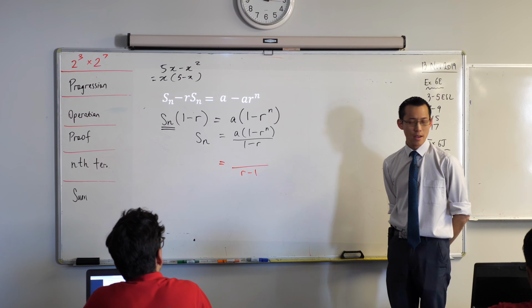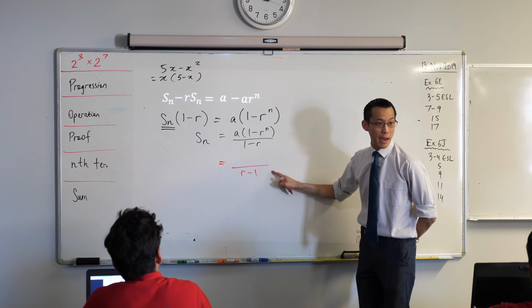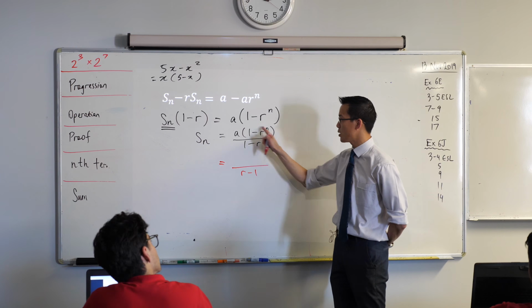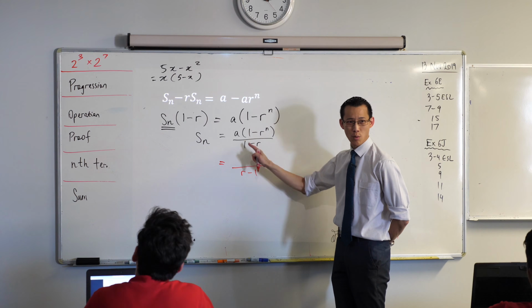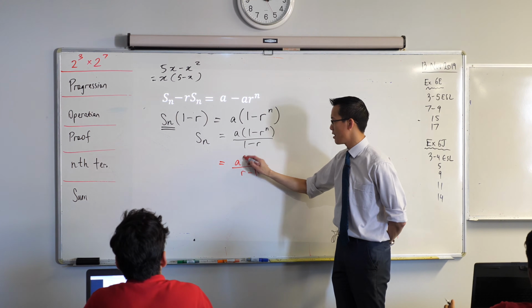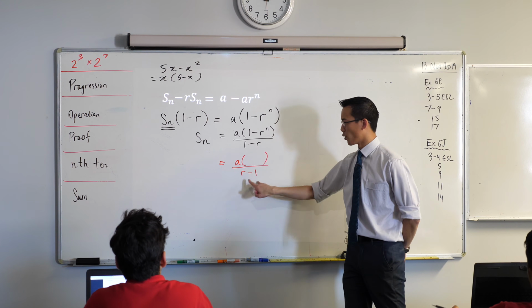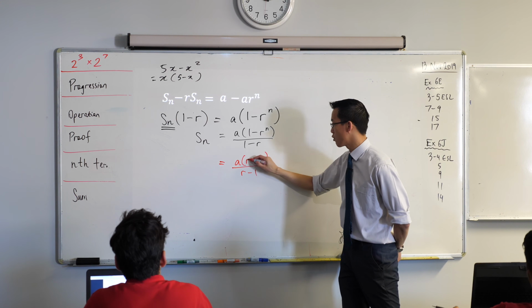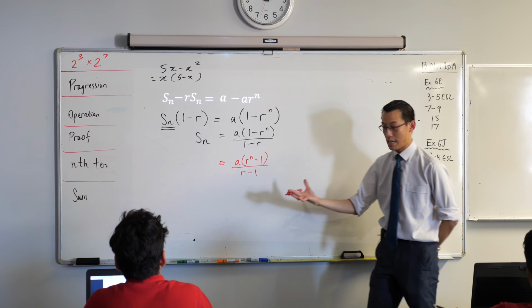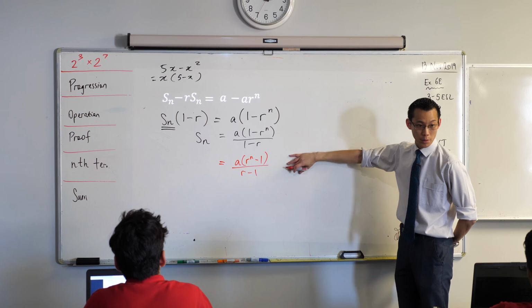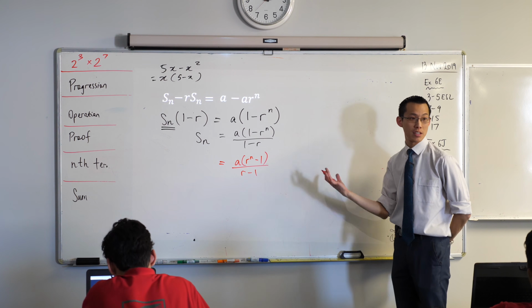Do you agree with that? If I did the bottom by -1, I should do the top. So what happens when you multiply the top by -1? What happens to these guys in the brackets? R to the n. Just like these swapped order, these also swap order. So you could write the same sum in this way. These are not two different formulas. It's the same formula, just dressed up differently.